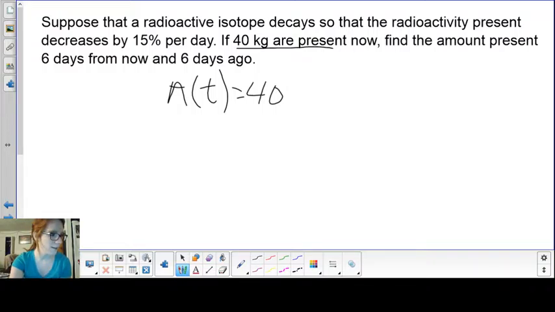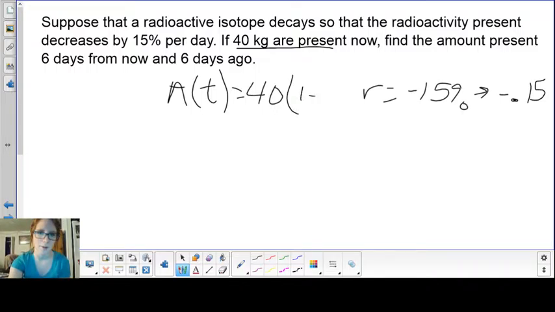Well, my rate, I don't have. We know it decreases by 15%. So am I getting bigger or smaller? Good, we're going to get smaller. So we're going to get smaller by a negative 15%, but I want to turn that into a decimal. So what I do is I take that 15 divided by 100, which gives me negative 0.15. So now I have my negative 0.15.